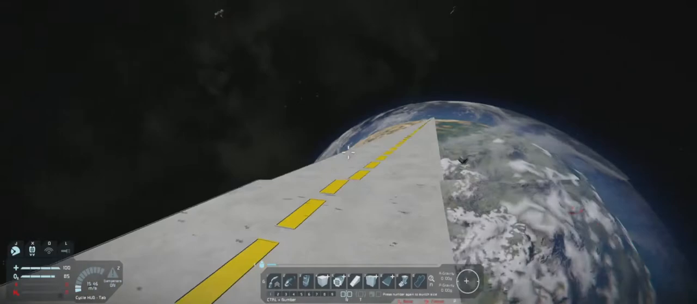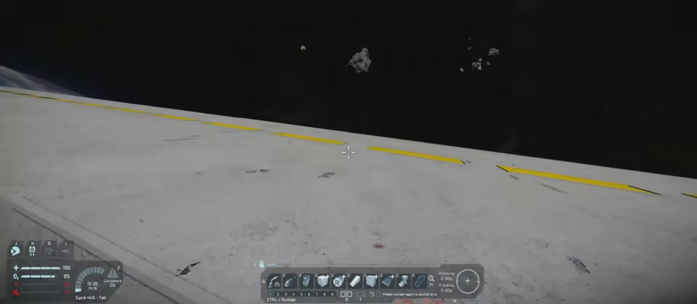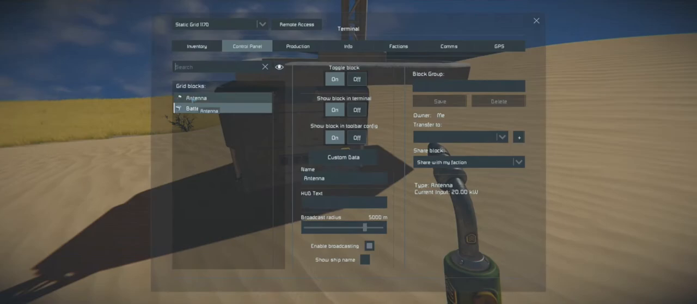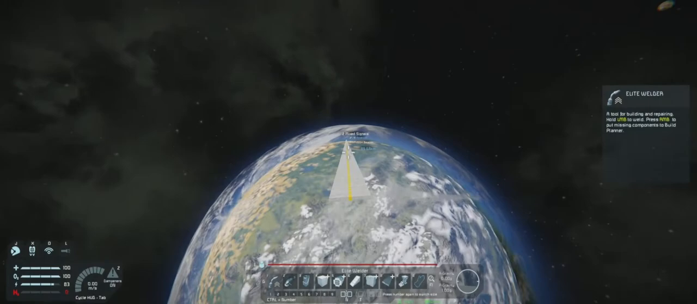So the road is constructed and finished. And as you can see, I am here in outer space and it is 0G. One little thing before we do our test with the rover and drive on this road. We put an antenna at the beginning and at the end so we can see how far we are and how far we have to go.